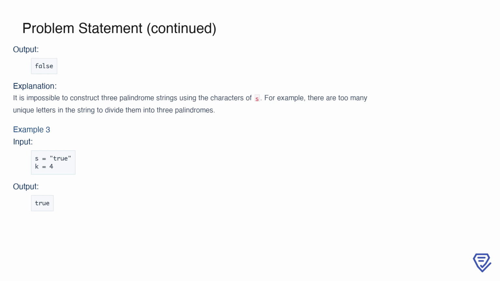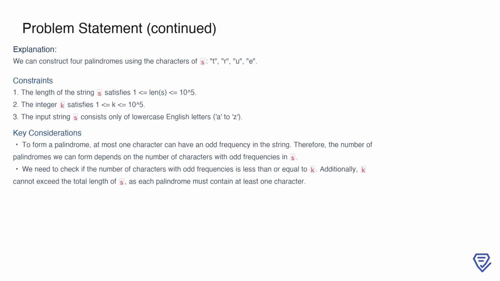Now, let's examine one more example where s is true and k is 4. Here, the output is true. This is because we can form 4 palindromes by using each character of the string as a single character palindrome. Specifically, we can construct T, R, U, and E, which are all valid palindromes.